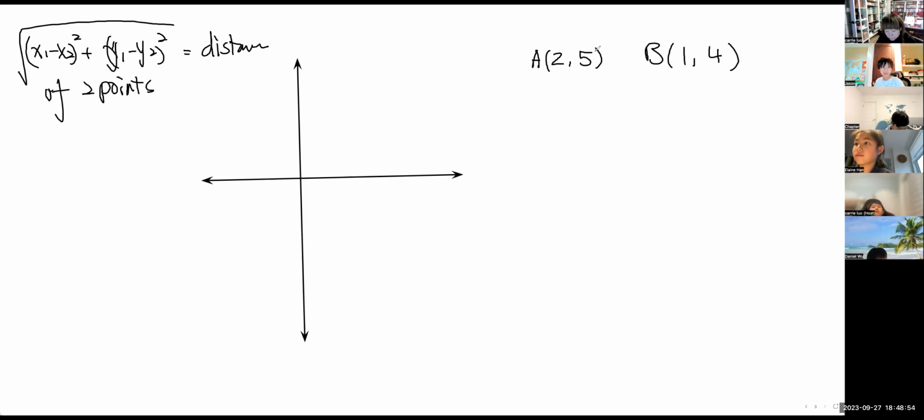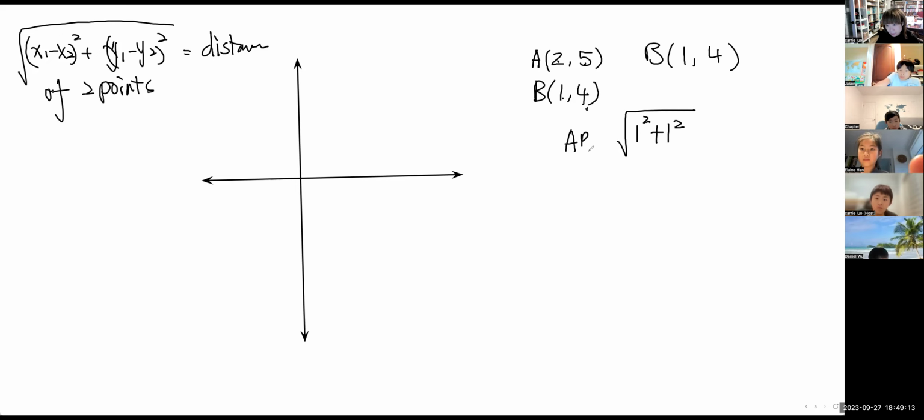Is it square root 2? So let's take a look at this one. Basically, if you put them on one side, it's easy. 2 minus 1 equals 1, so 1 squared is still 1, right? Plus 5 minus 4, which equals 1, so 1 squared is still 1. So AB equals the square root of 1 plus 1, which is square root 2. Yes, you're right. Get it, everybody? Daniel, understand?